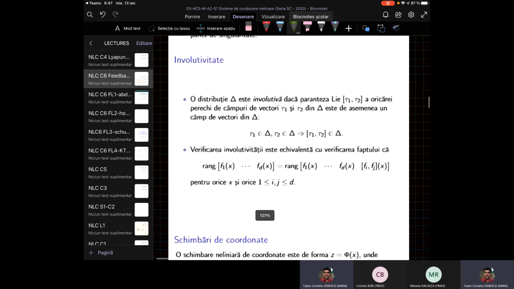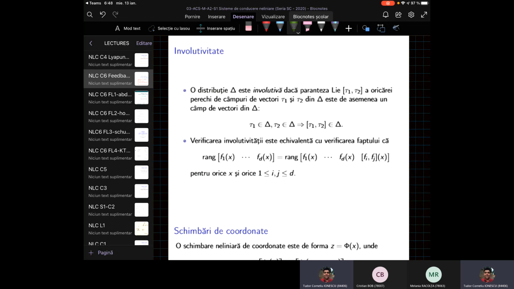Then the distributions have another property called involutivity. A distribution is called involutive if the Lie bracket of tau1 and tau2, for any pair of vector fields in the distribution, also belongs to the distribution. How do we call this property for linear vector spaces? For linear mappings, if you have a linear mapping A, and A applied to v is in the same subspace, let's call it K, how is this called?